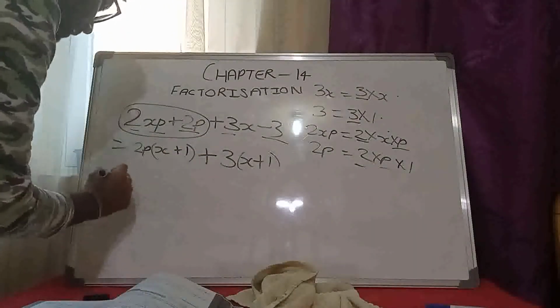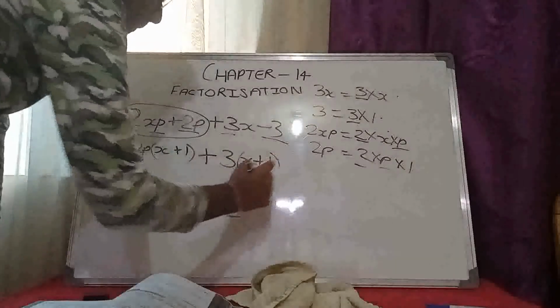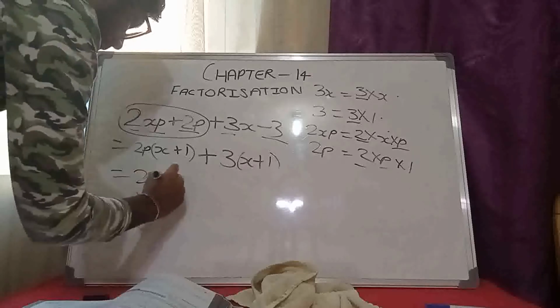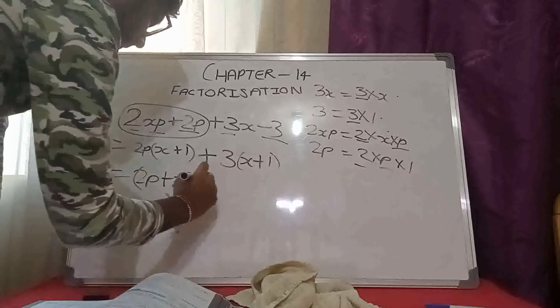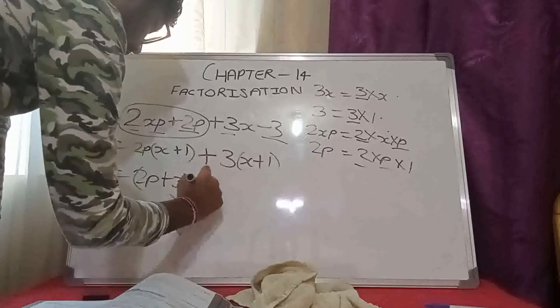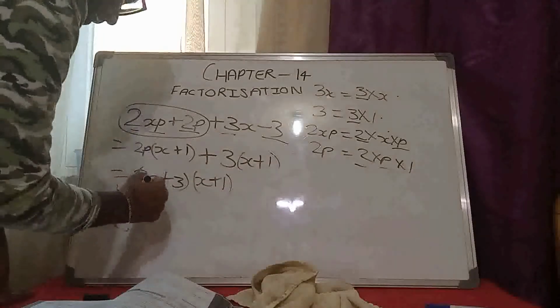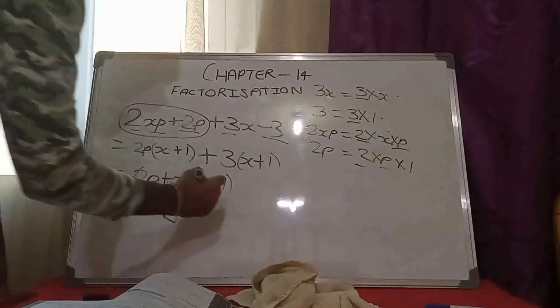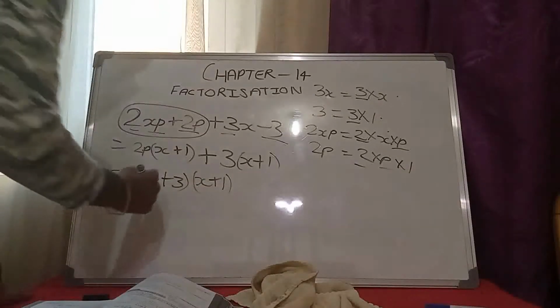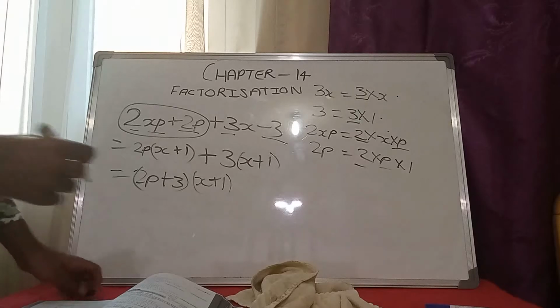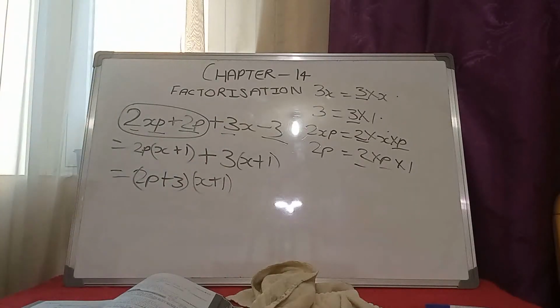So now here we can see that x plus 1 and x plus 1 are common in both. So we'll take it out and this will become 2p plus 3 into x plus 1. These are the factors. So there are two factors. The first one is 2p plus 3 and the second one is x plus 1. And when we solve it as binomial into binomial, how we have learned in algebraic expressions and identities, we'll get this answer. So now let's move forward.